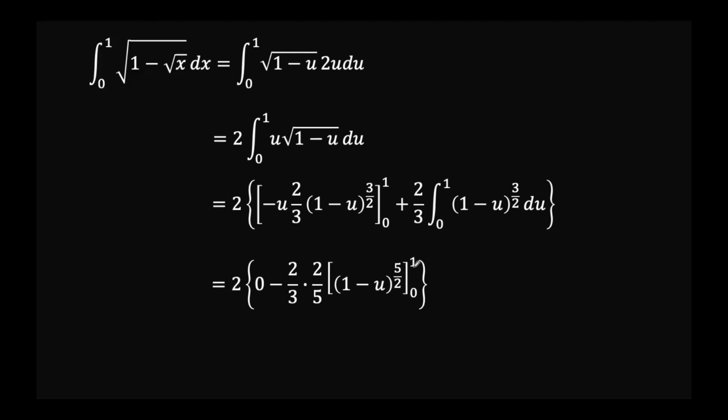So when you substitute the limits here, when u is equal to 1, this becomes 0. Then you have minus, which becomes a positive. When u is 0, this becomes 1. And so 2 over 3 times 2 over 5, which is 4 over 15, times 2, which is a constant out here. So the answer is 8 over 15. And that is the answer for that last problem.